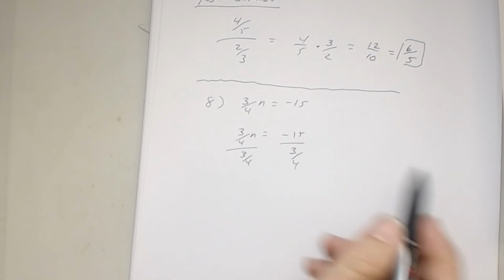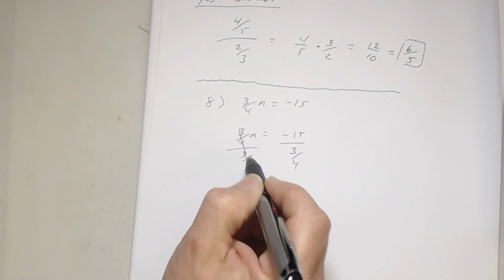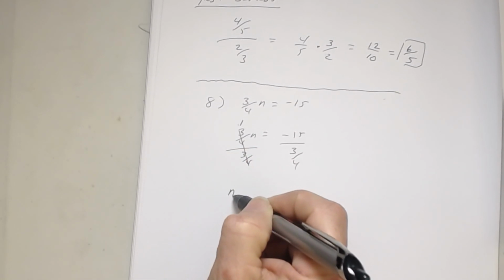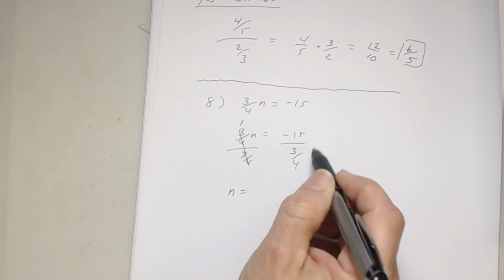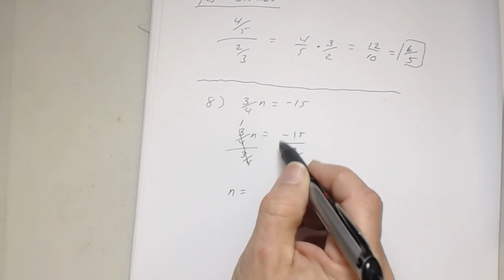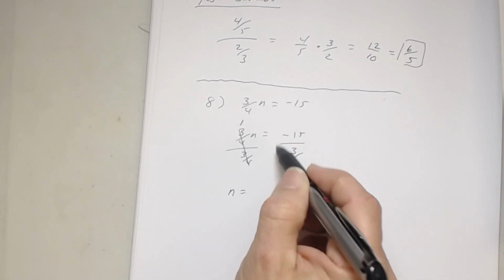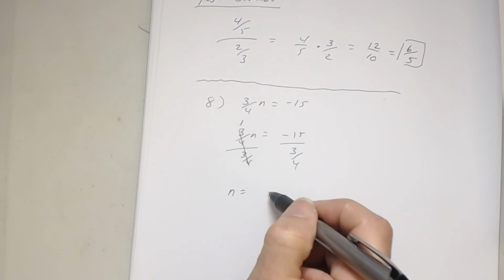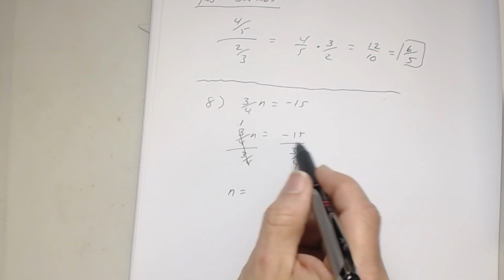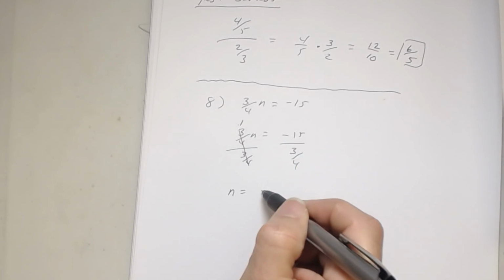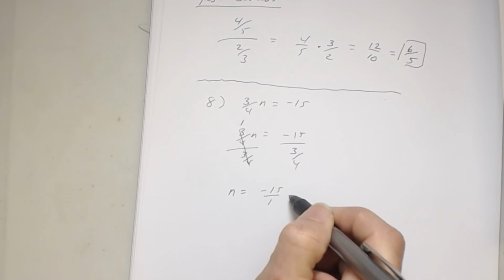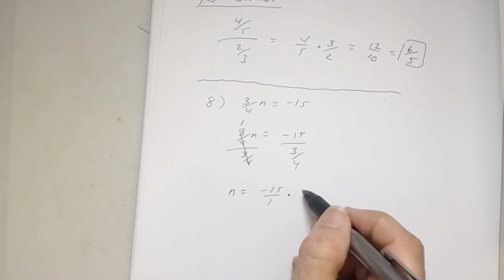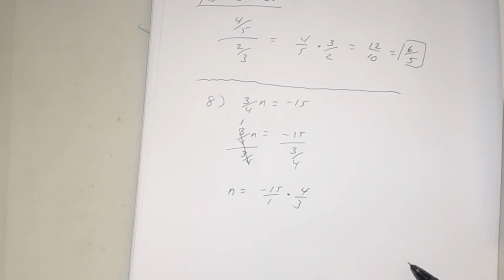Okay? And so 3/4 divided by 3/4 is 1. 1 times n is n. Now, we just reviewed this. How do I deal with this? You have to multiply it by the reciprocal. Multiply by the reciprocal. So what's the numerator? -15 over 1 times the reciprocal of the denominator, so 4 over 4 over 3.